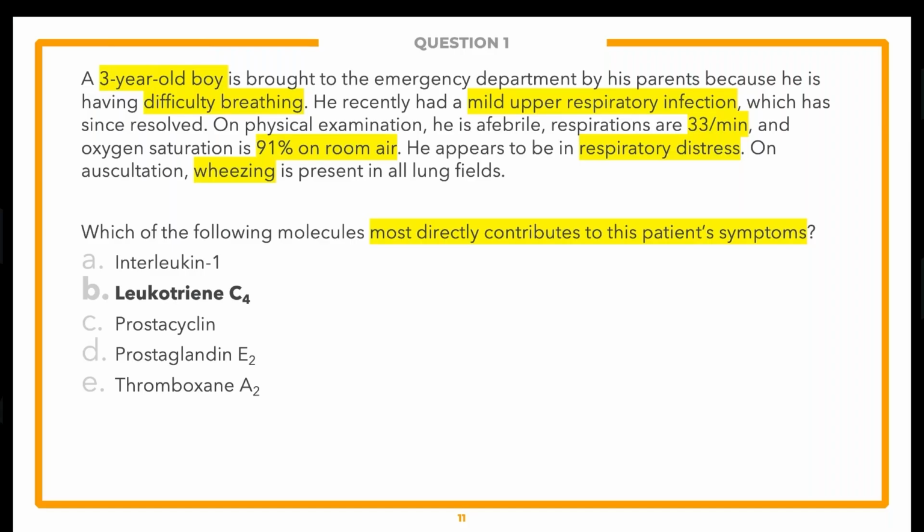These are pro-constrictor, pro-inflammatory mediators, particularly triggered in asthma. And that's why it's the answer. What about the others?